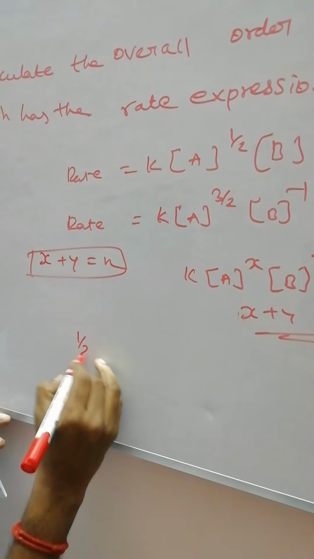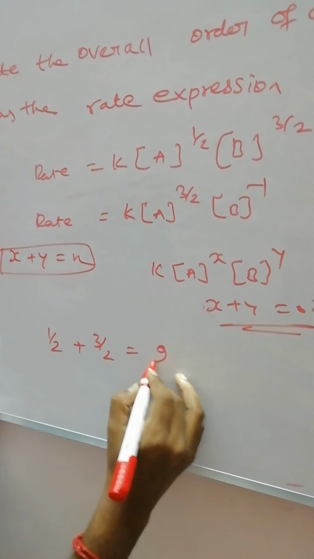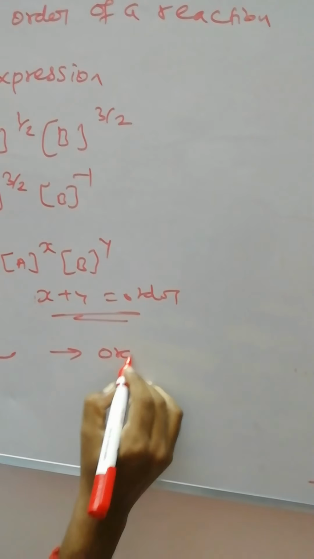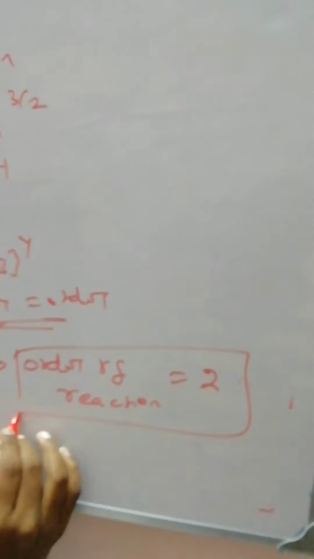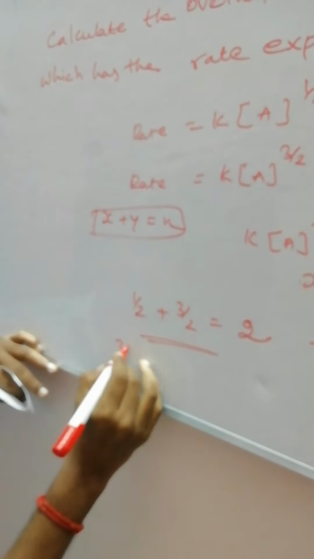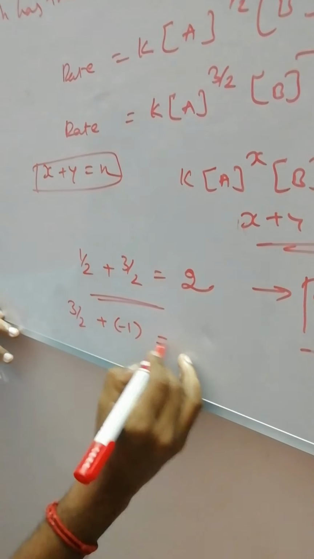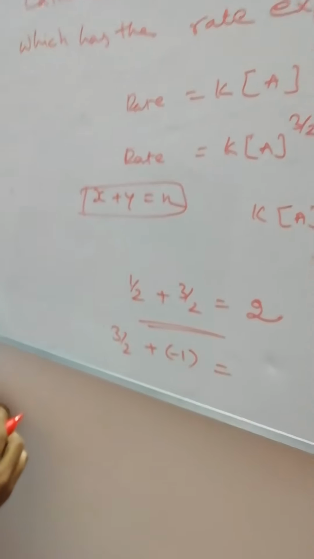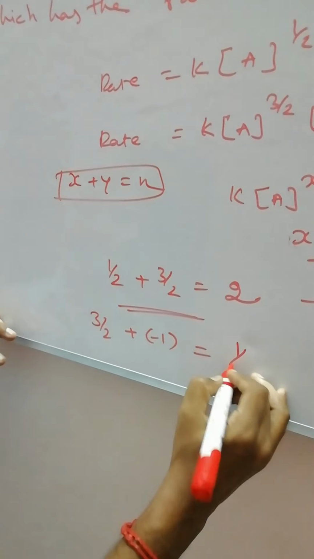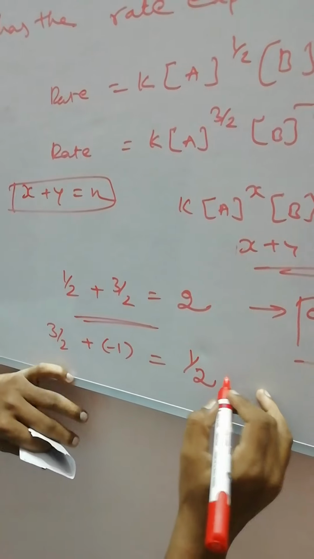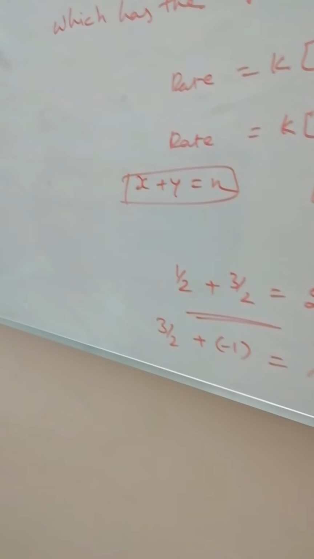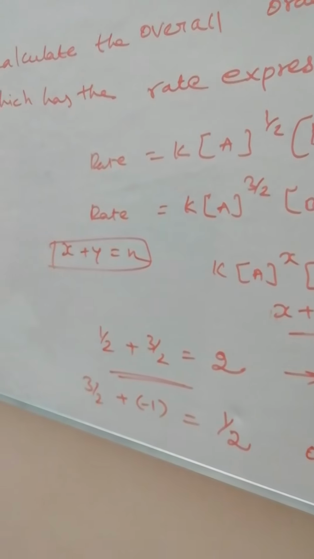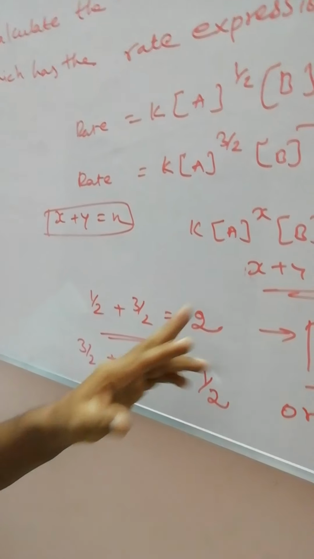Now we have to substitute: half plus 3 by 2 equal to 2. So the order of reaction in the first case is 2. Second one, order is 3 by 2 plus minus 1, that is 3 by 2 minus 1. It is a half order, a fractional order. So the order in the second case is 1 by 2. These are very simple problems. You just know the formula, just apply it. Rate is given, you substitute the values and get the answer very simply.